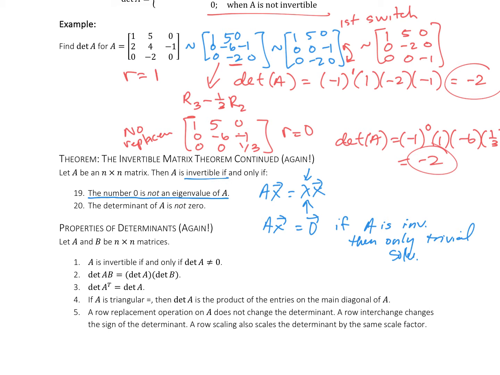The last is that the determinant of A is not 0. So as long as the determinant of A is anything other than 0, then it is invertible. And this came from the properties of determinants. It's all mashed up together. This guy is important: if I can get down to a triangular matrix, then the determinant is the product of the entries on the diagonal. We love that guy.